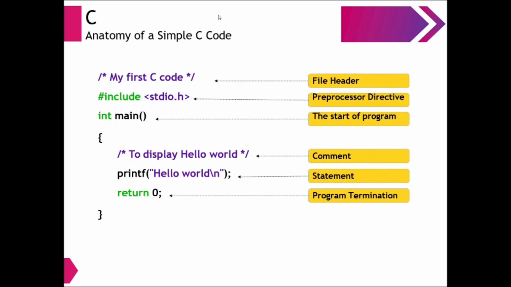The anatomy of a simple C code. Let's see the header file, like hash include stdio.h, the preprocessor directive, followed by the start of the main program, and also there is a command to display hello world. For the display statement, we use printf, and inside the double quotes we write hello world, followed by the return statement for program termination, return 0.